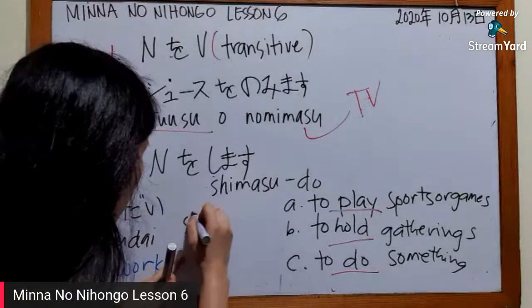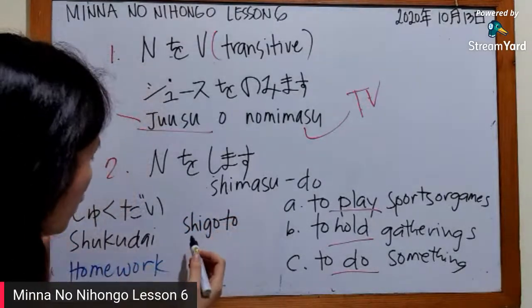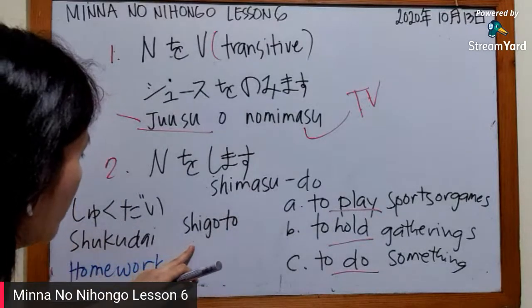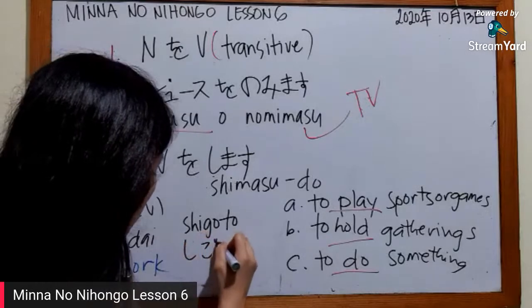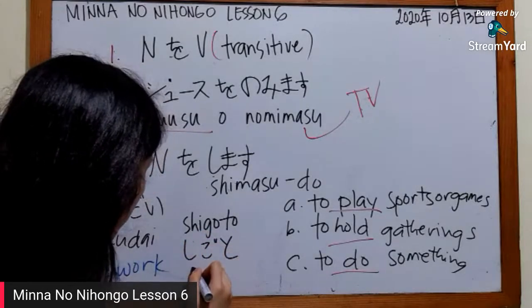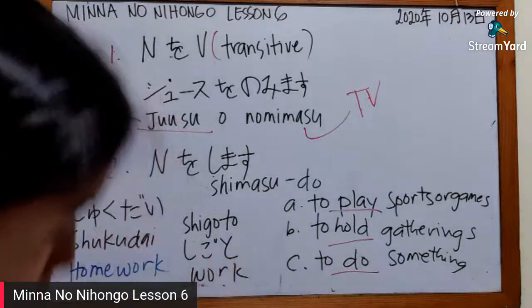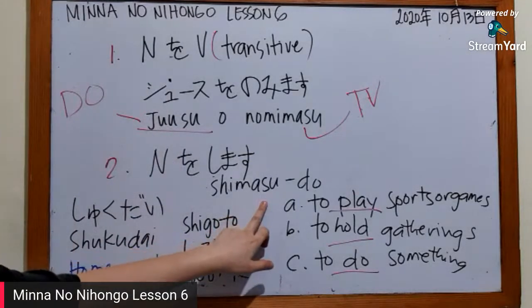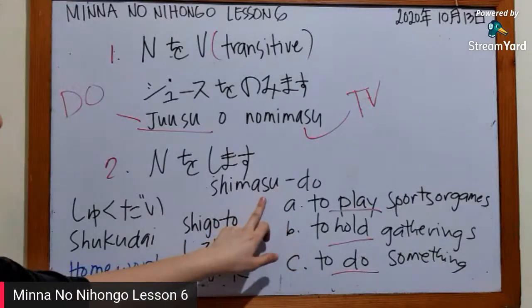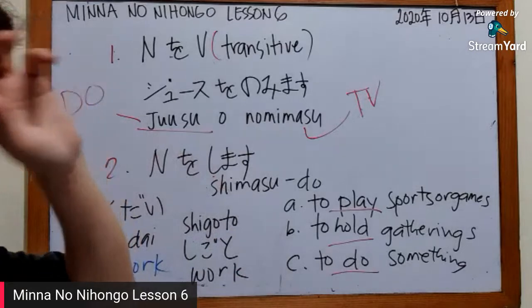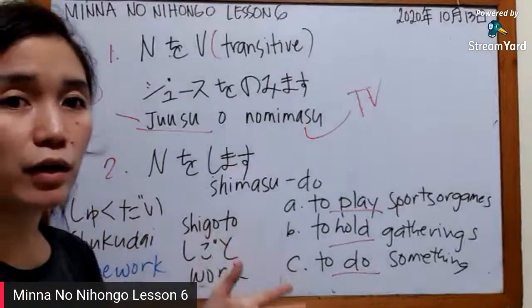Shigoto can also have the particle. Shigoto means work. So, shigoto shimasu. Okay? That is shigoto shimasu, meaning to do one's work.